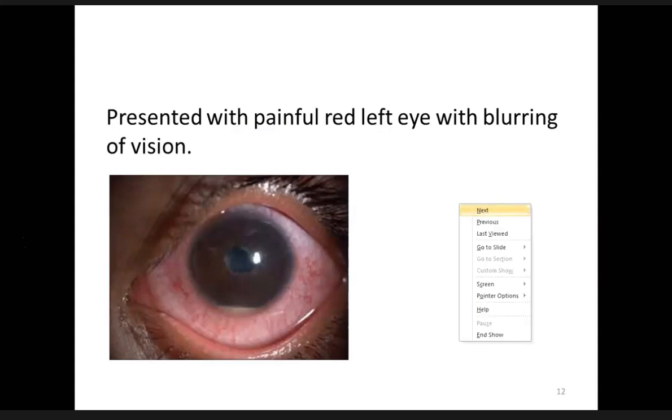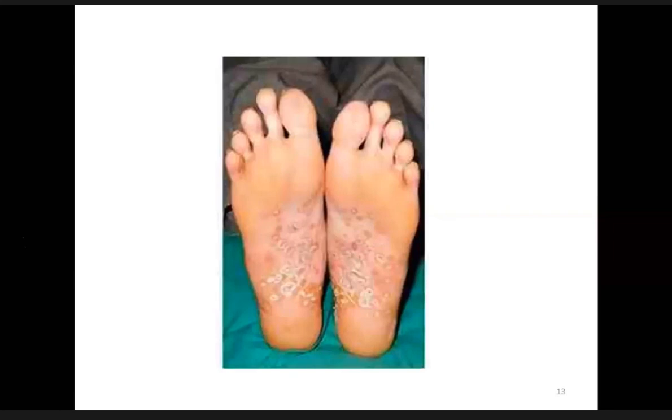What is this? So again, a patient who initially presented with lower back pain, and now presented with this skin rash. So what is it? Over the soles. Hyperkeratosis. Keratoderma blenorrhagicum. So this is keratoderma blenorrhagicum, which can happen after reactive arthritis, right? Okay, this is the classical picture of keratoderma blenorrhagicum.